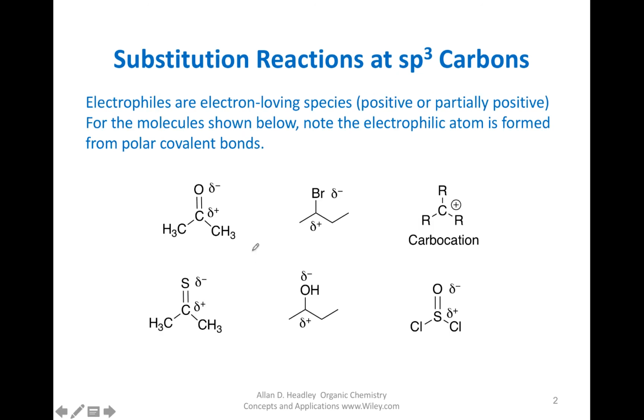Okay, so let's begin. The first term that we'll need to define here is electrophile. So of course, as you know, the term phile really means loving. So an electrophile is an electron-loving species, electron-loving. Of course, as you know, electrons are negative, so electrophiles are positive or partially positive.